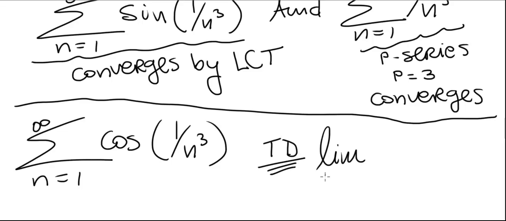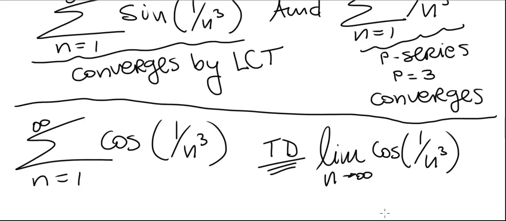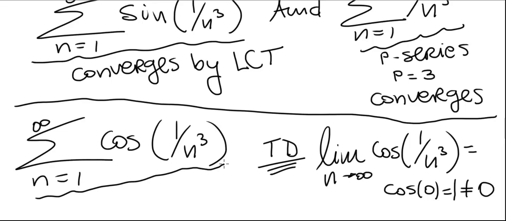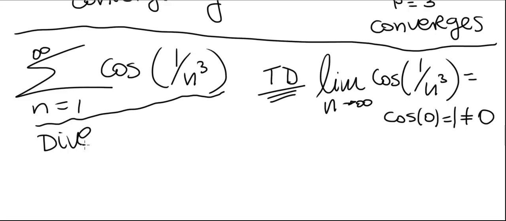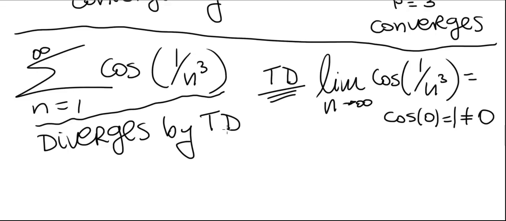When we take the limit as n goes to infinity of cosine of 1 over n cubed, now 1 over n cubed goes to 0 as n goes to infinity, so this approaches cosine of 0, which is equal to 1, and that's not 0, and by the test for divergence this series diverges. So the conclusion here is the summation n equals 1 to infinity of cosine of 1 over n cubed diverges, and this is by the test for divergence.